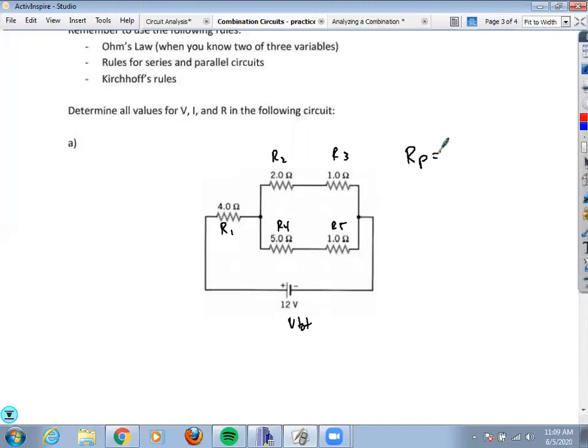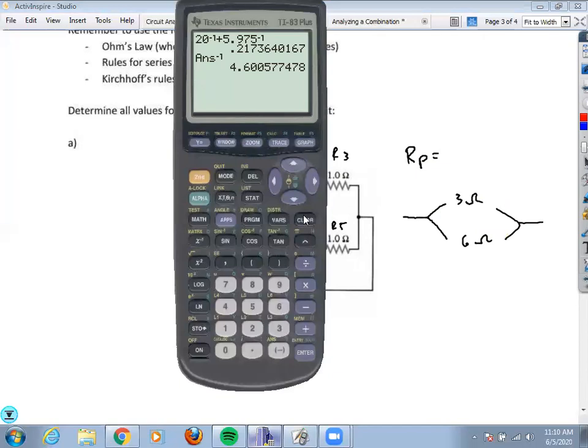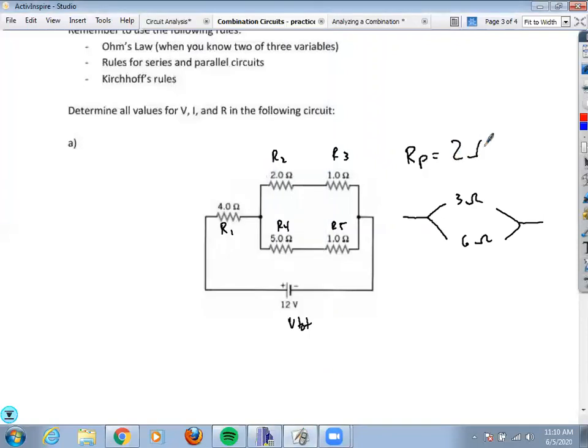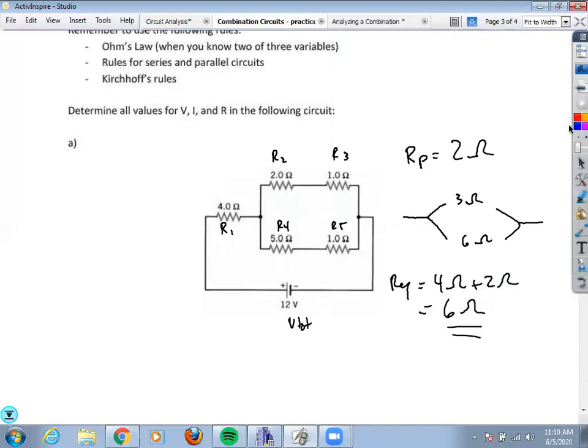So we have to add R2 and R3 in series, R4 and R5 in series. So basically what we have here is 2 plus 1 is 3 ohms, and at the bottom, we've got 6 ohms. That's our parallel, so we can add that up: 1 over 3 plus 1 over 6 gives us 2 ohms. So really, REQ is going to be the 4 ohms plus the 2 ohms from the parallel, which is 6 ohms. That's the equivalent resistance.